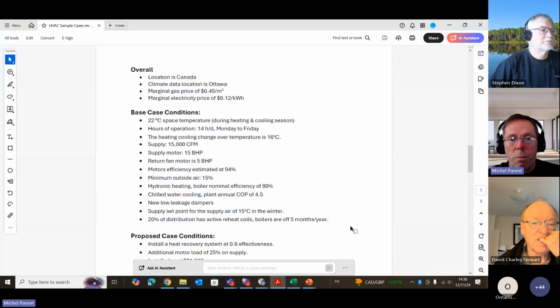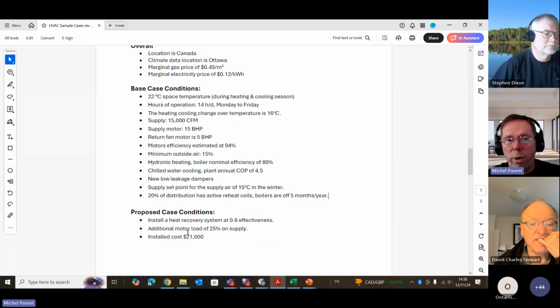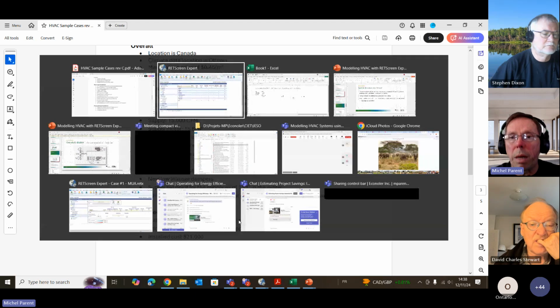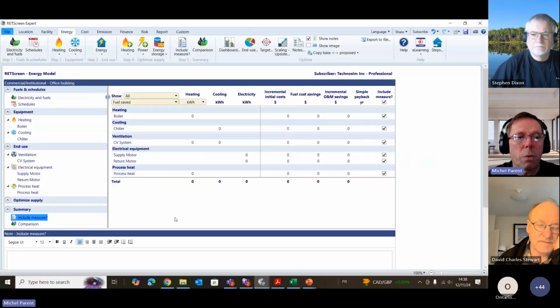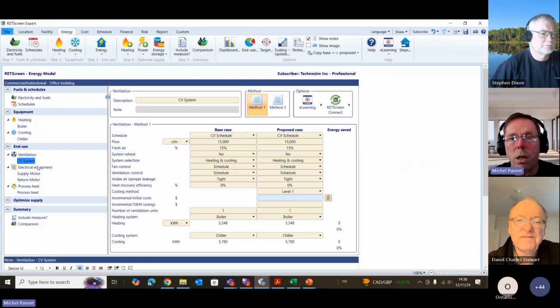So I'm going to go and check what the measure is. It's 60% effectiveness as before for our heat recovery device. We have fan power that's higher, and we have an install cost of $21,000. So I'm going to start by just entering the effectiveness. It's the heat pipe, basically the same heat recovery device we had for our previous system. So I'm going to come here and enter 60%.